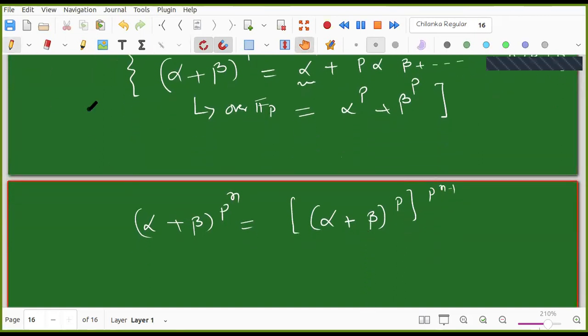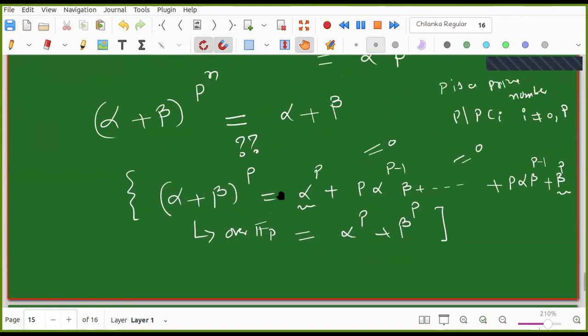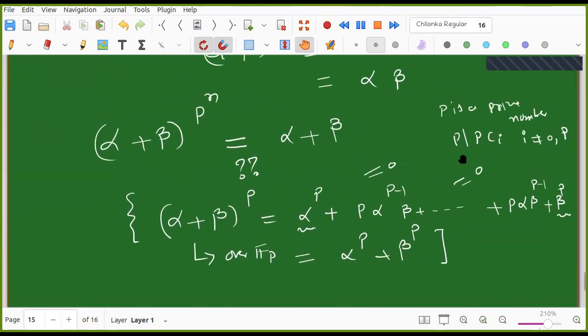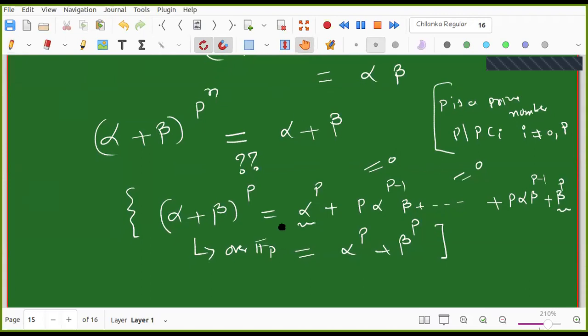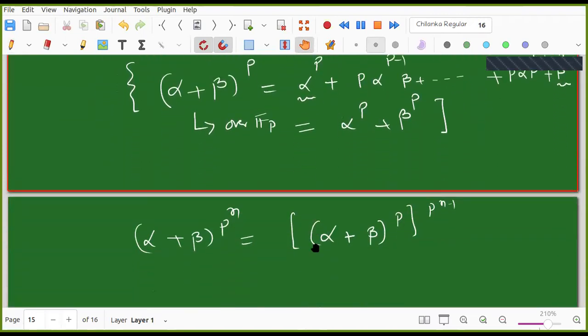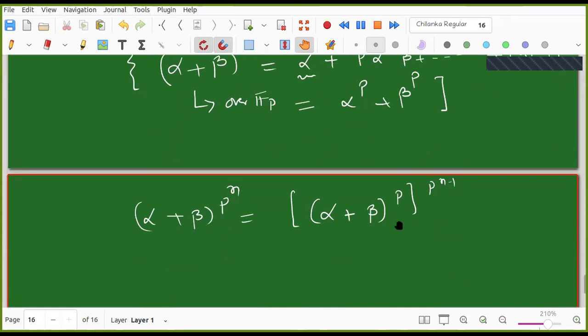No. Earlier we wrote that if P is a prime number, then P divides P choose I. So we can just replace it by P power n choose I. I think that even that result is true. Okay, so that is also correct. That is another way. This way also we can work out inductively. You can prove that this works.